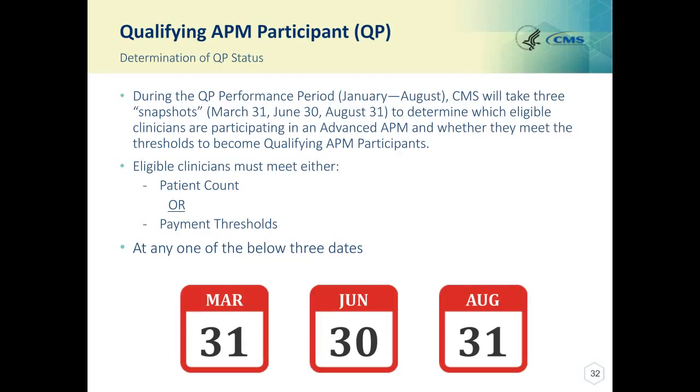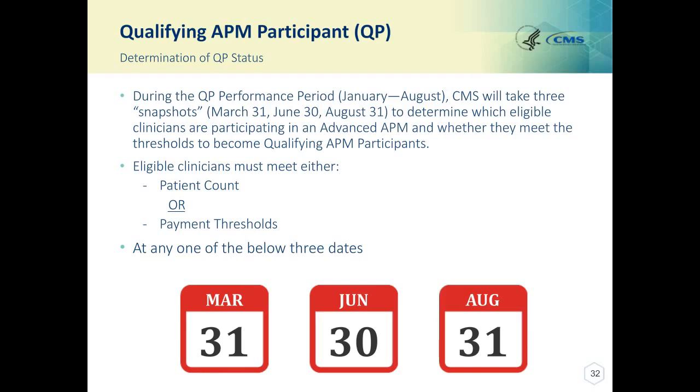So on this slide, you should see three snapshot dates. During the QP performance period from January to August, we have 3 dates. You can think of this as a bicuspid valve: once the blood flows through, it's not flowing back. So once you get QP status, there's no undoing that status. You must meet either a patient count or a payment threshold for one of these 3 snapshots, and once you do, you're a QP.